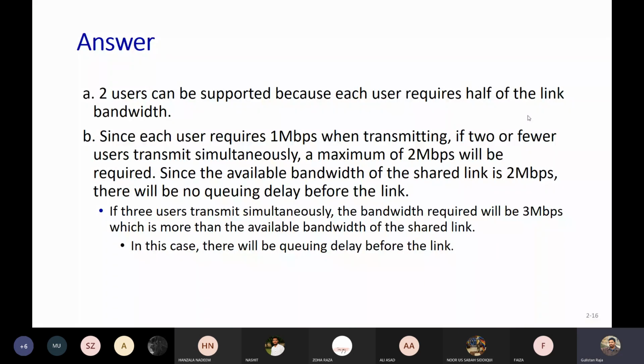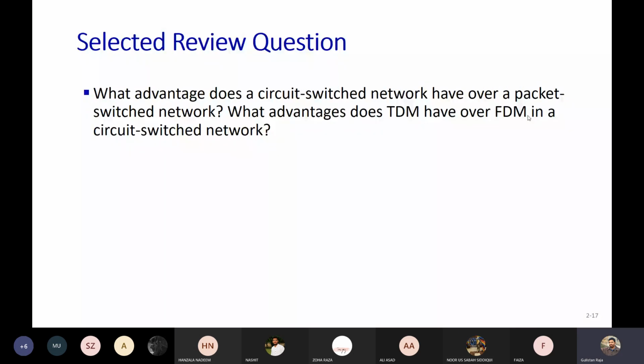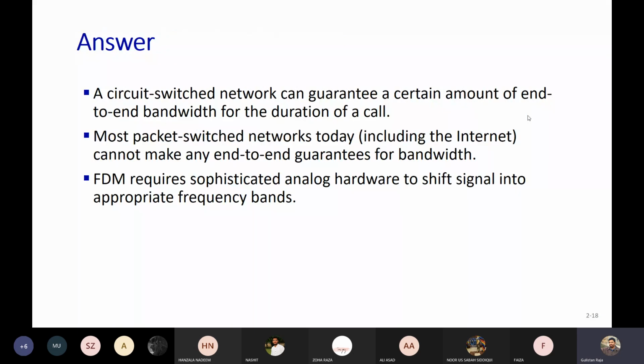Okay, ji. And then the next question is the advantages of a circuit switch network over a packet switch network, and then what TDM has over FDM in a circuit switch network. If you recall, you will find the advantages. Circuit switch network can guarantee a certain amount of end-to-end bandwidth for the duration of a call, right? So this is the benefit of circuit switch network.